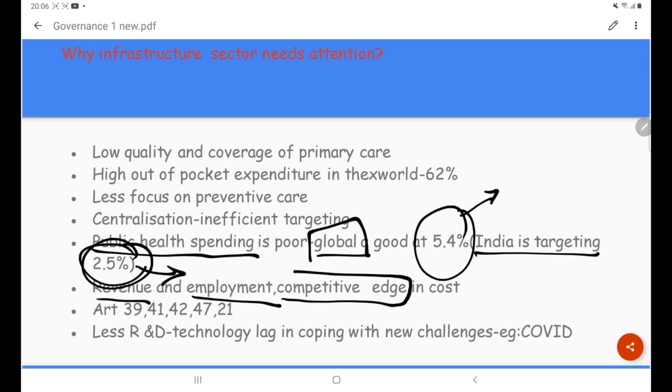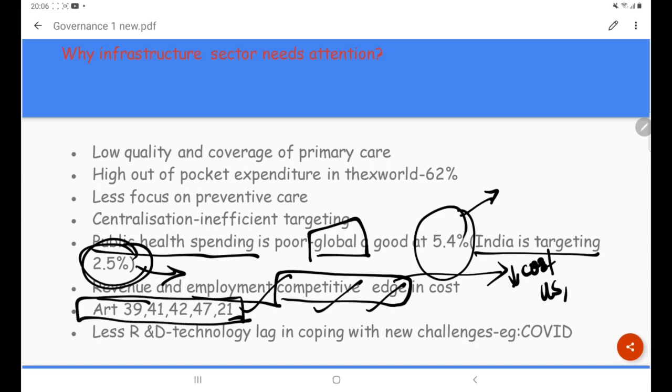India has a competitive edge in cost also. See, operations and medical services in India are offered at lower cost than in other countries like the Western US or some other countries. So it has a competitive edge, and it has a lot of employment potential also. What India can do is reap those benefits. Then since this is a governance paper, you can quote these articles related to health in this answer: article 39, 41, 42, 47 and even 21. Article 21 you can use anywhere because it has many interpretations.